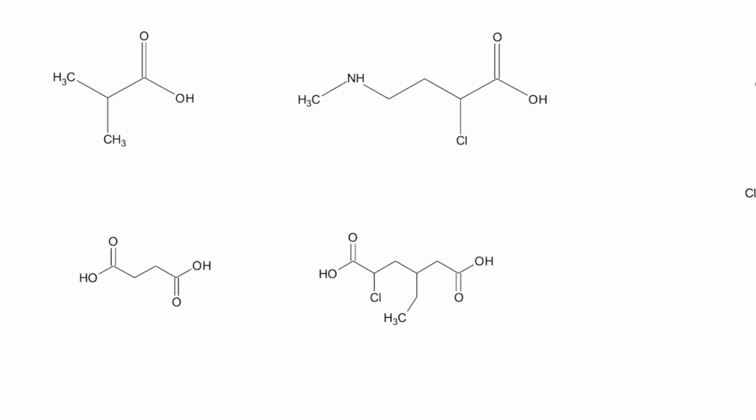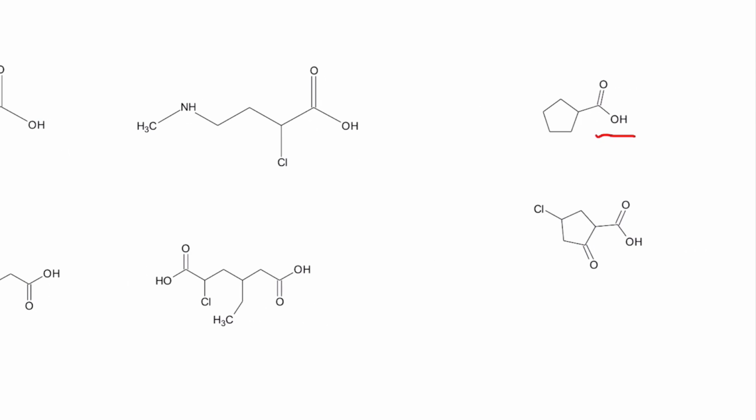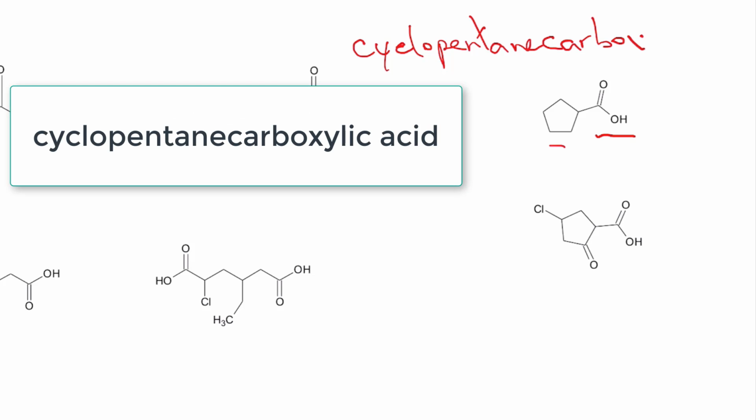And for the last compound, we're dealing with some cyclic compounds. So we have a carboxylic acid that's hanging off a cyclopentane group. And to name that, we're going to call it cyclopentane first, but then we're going to call it a carboxylic acid. So cyclopentane carboxylic space acid will be the name of this compound.